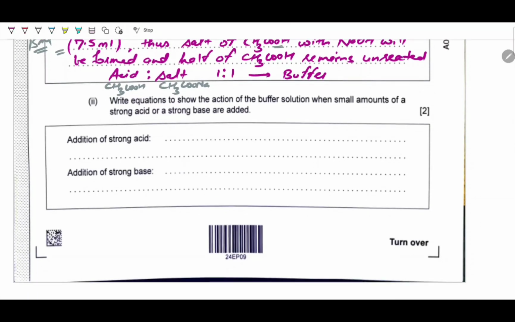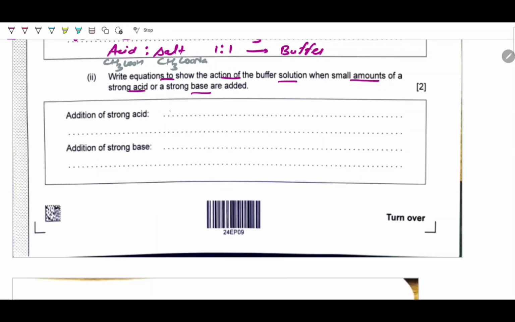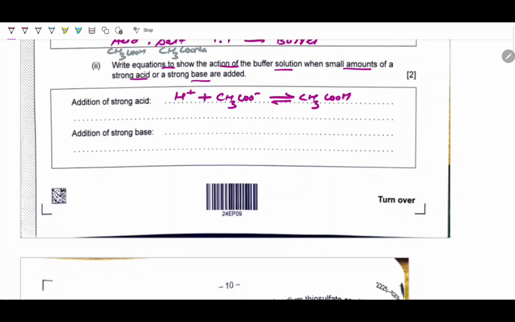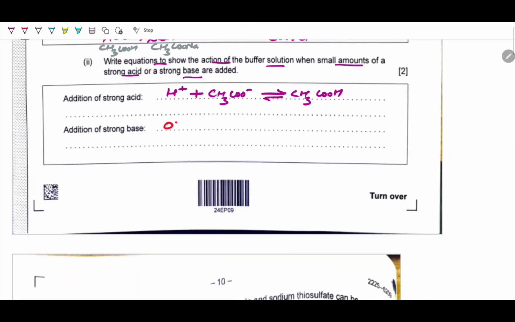Next, write equations to show the action of the buffer solution when a small amount of strong acid or strong base is added to this. When I am adding a small amount of strong acid, the acid will have H+ ions, and these H+ ions will combine with the acetate ions of the buffer, CH3COO- ions, to form CH3COOH, which is already part of the buffer, and no change in pH. Whereas if I add a strong base, the strong base will have OH- ions, and these OH- ions will combine with H+ ions of the buffer.